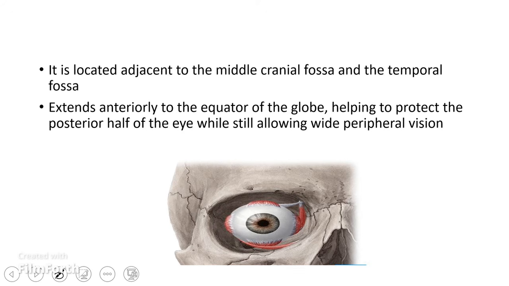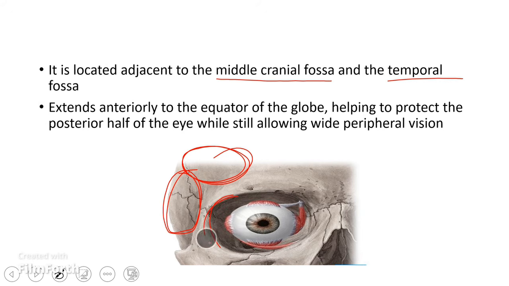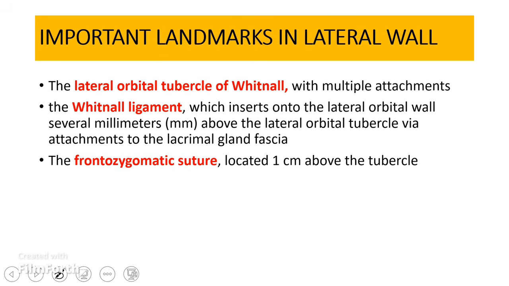So you should know that this is located adjacent to the middle cranial fossa. The middle cranial fossa will be located here inside the skull, and over here you have this space or hollow temporally, which is called the temporal fossa. So the lateral wall is in relation to the middle cranial fossa above and the temporal fossa. Now the lateral wall extends anterior to the equator of the globe, and therefore it protects the posterior half of the eyeball.